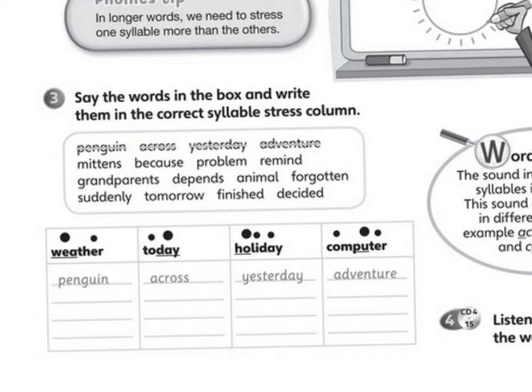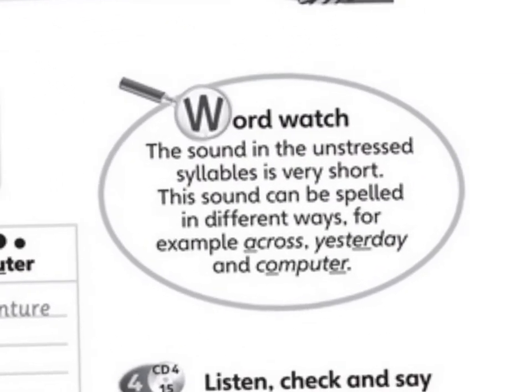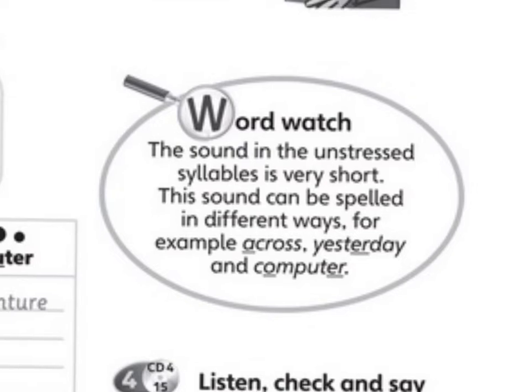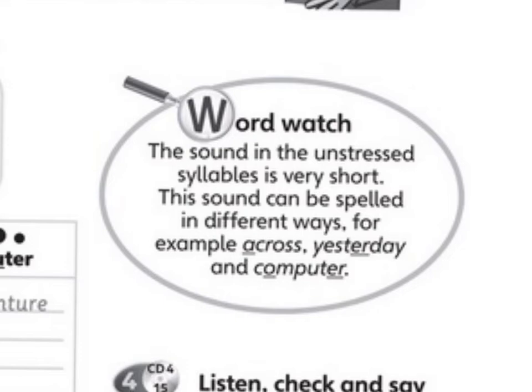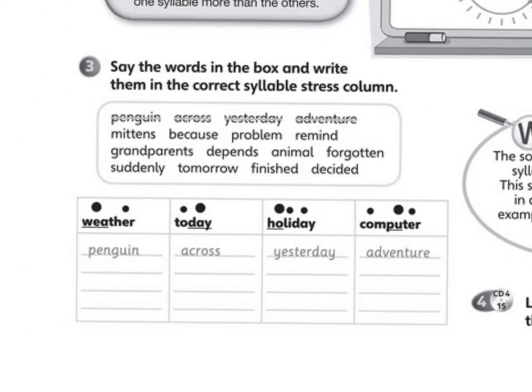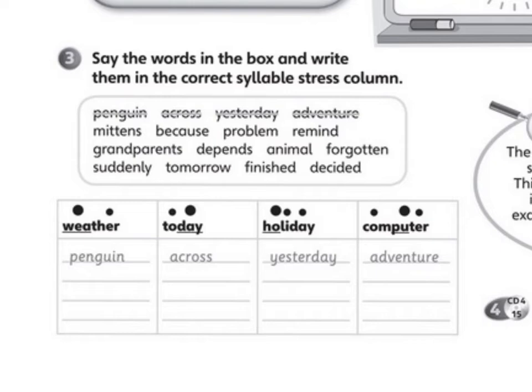So, let's pay attention to this advice. It says word watch. The sound in the unstressed syllables is very short. This sound can be spelled in different ways. For example, across, yesterday, and computer. Okay, so let's pay attention to these words. I'm going to read the words for you before you do your exercise. Let's begin here with the ones that we have in the example. Penguin, weather, penguin. They are only 2 syllables and the first one is the one that is stressed.